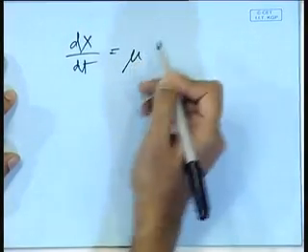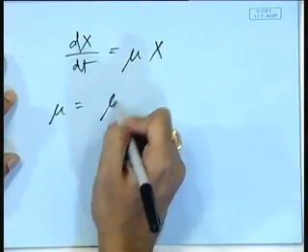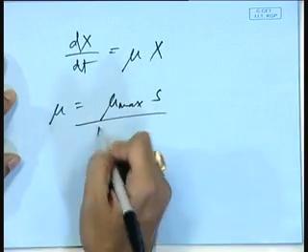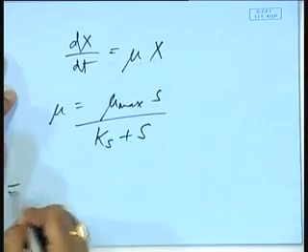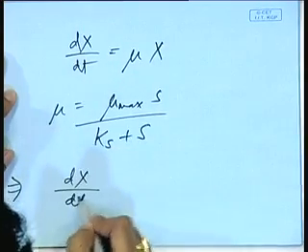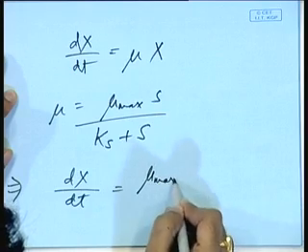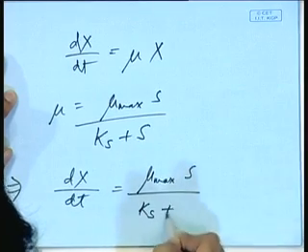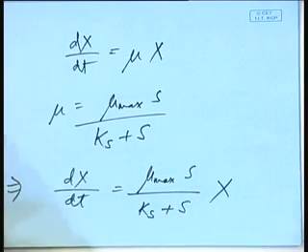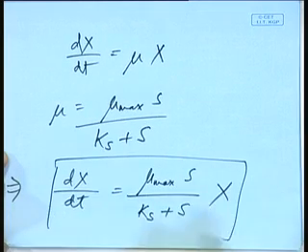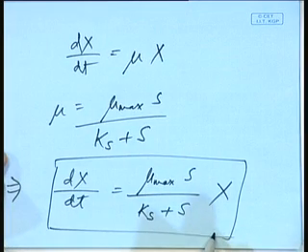dx dt according to the Monod model is as a result. So, this is my model. The model is still first order in x, but Michaelis-Menten in substrate concentration, or nutrient concentration. Is it clear?